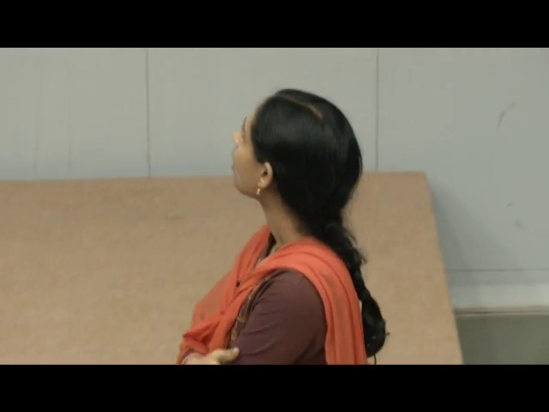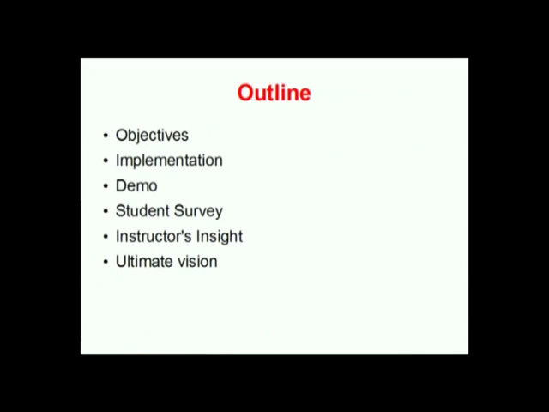So here is the outline of the talk. As an instructor, I had certain objectives that needed to be met as part of this flipped classroom model. I'll state what these objectives are, and then I'll tell how I went about implementing them. Then I'll also show a demo of the platform that I used for conducting this flipped classroom. Naturally, since this was an experiment, I did a very detailed student survey. I'll present some results from the survey. I'll also share with you some of the insights I gained as part of conducting this particular class. And then I'll talk about some ultimate vision I have in this space. So that's the outline.